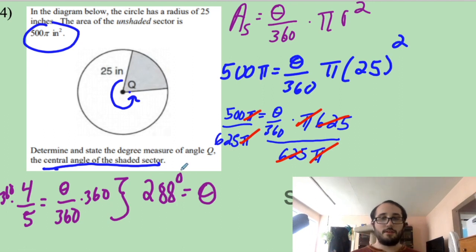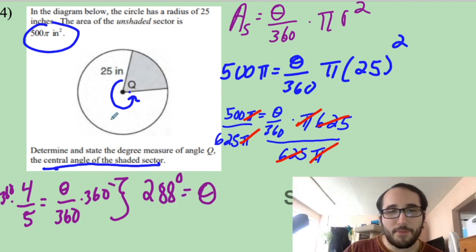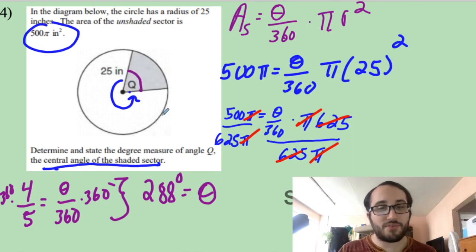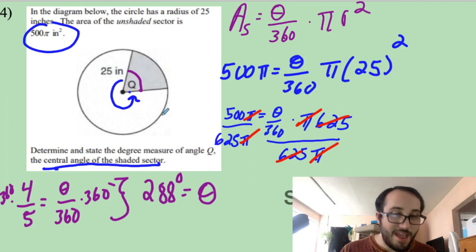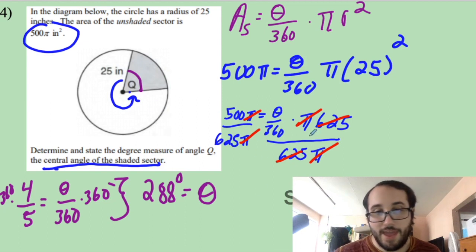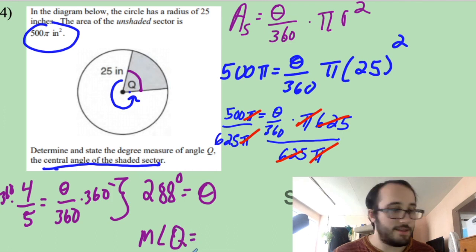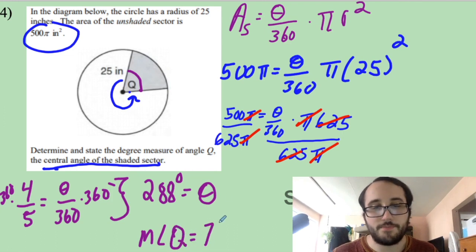So I'm done? No, I'm not done, because 288 represents this angle. I want the shaded region. So like I said, 360 minus 288 will get us that answer. I'm going to double check on my calculator, and I get that 360 minus 288 is 72 degrees. So angle Q, or rather the measure of angle Q, is equal to 72 degrees.